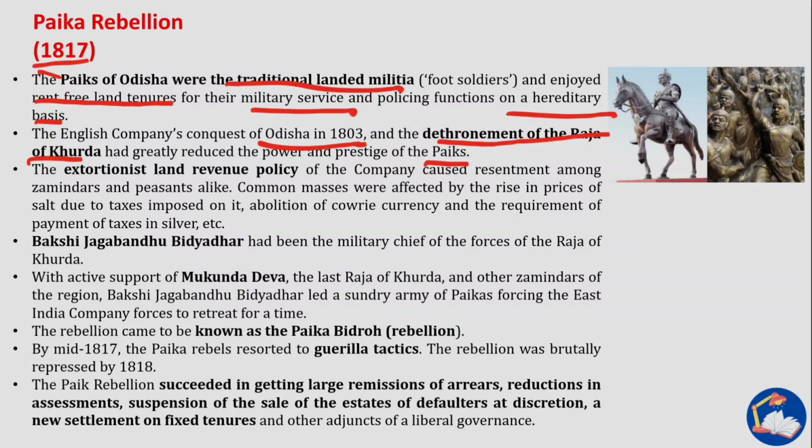Paikas were actually soldiers. So, when Odisha was conquered by the British, it in turn led to the dethronement, meaning the Raja of Khurda was removed from the throne. He was no longer a king. The extortionist land revenue policy of the company caused resentment among zamindars and peasants alike. That time it caused a huge wave of resentment, which means anger, among the zamindars and the peasants.